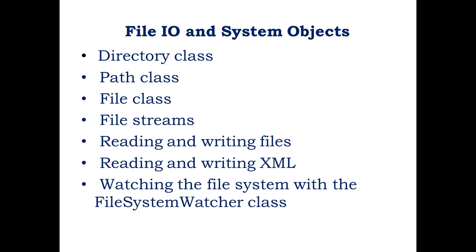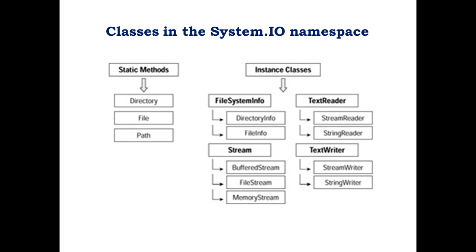The next topic moves to file IO and system objects. This topic will discuss various concepts: directory class, path class, file streams, reading and writing files, reading and writing XML, and watching the file system with the file system watcher class. This scenario is drawn in a diagrammatic explanation here.